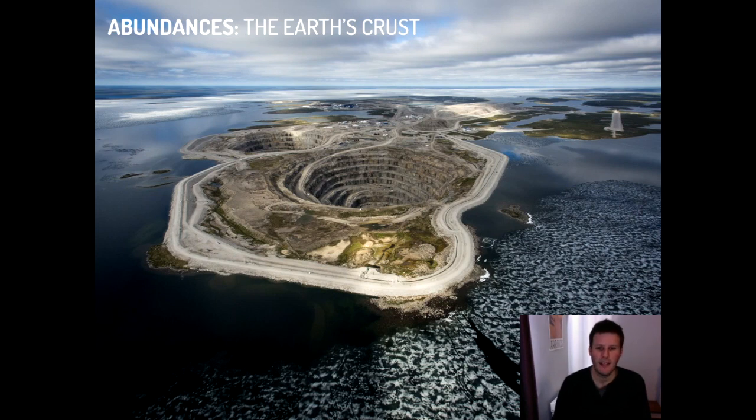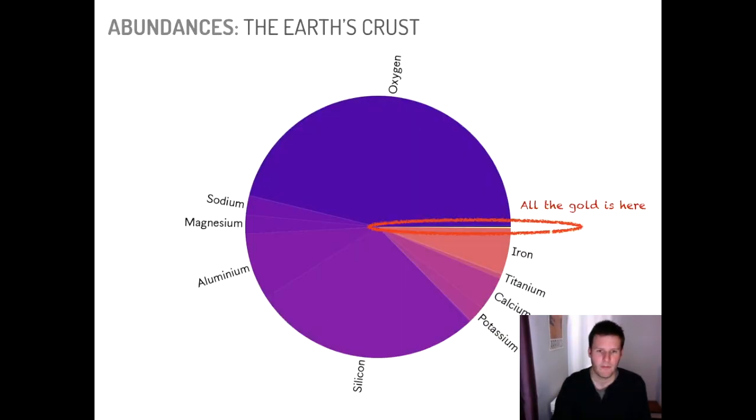Now we can also look elsewhere in the universe, perhaps specifically at the Earth's crust. This is just one example of the Earth's crust over here. I believe this is a diamond mine in Canada or Siberia. If we look at the pie chart for the Earth's crust now, we see something slightly different. Gone is the hydrogen and helium, but in is oxygen and silicon, which together form most of the rocks. And then we see lots of aluminium, iron, magnesium, sodium, and calcium.